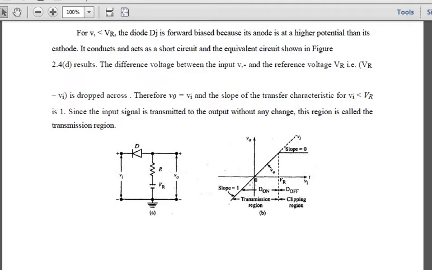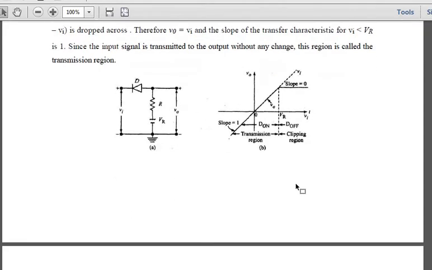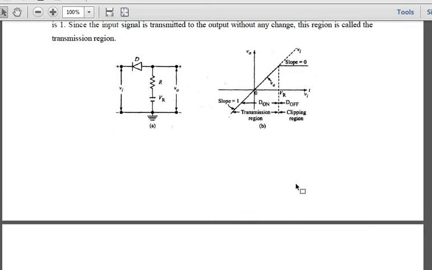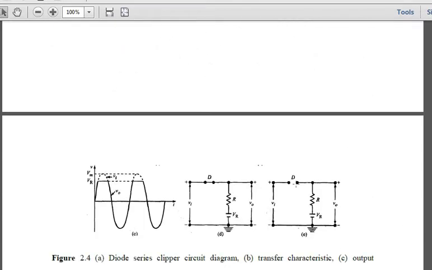When your diode is off, the condition is Vi should be greater than your reference voltage. In that particular condition, your diode will be on and you will be transmitting. So this particular region is called the transmitting region or the transmission region. Here your positive pulse, or the positive peak, will be clipped off when your diode is in the off condition. So these are the transfer characteristics that we have seen of your series clipper.